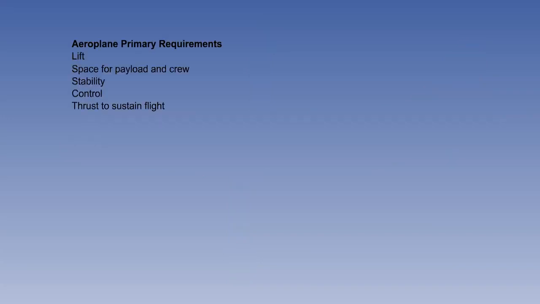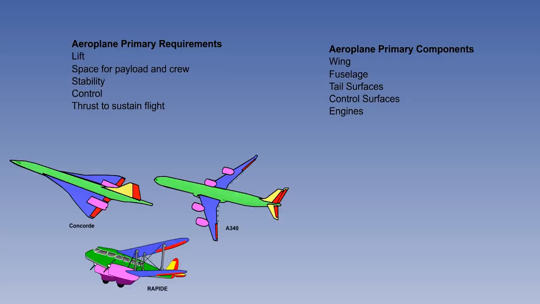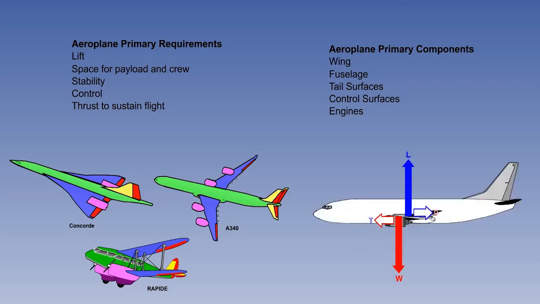To summarize, all powered aeroplanes have the same requirements, which are provided by the same aeroplane primary components. But the design of these components varies between aeroplane types. It is the role, and therefore the requirements of the aeroplane, that determine the design of these components, and that design will always be a compromise. Finally, we introduced the four forces acting on an aeroplane in flight, and saw that these forces are related. The forces lift, drag and thrust will be greater for a heavier aeroplane and less for a lighter aeroplane.